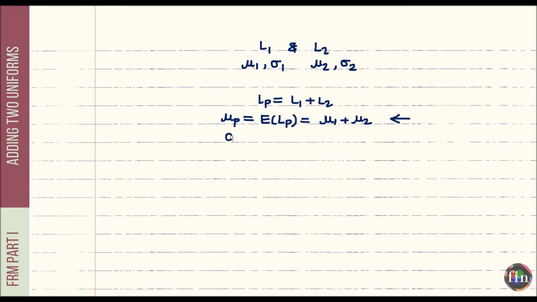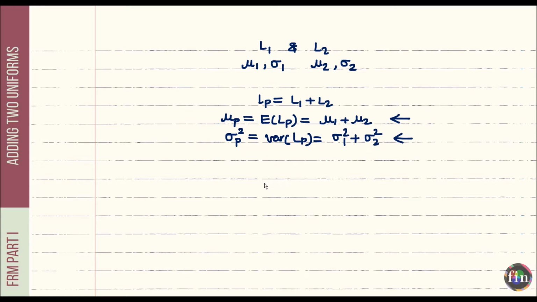Similarly, I am assuming independence between L1 and L2, and therefore sigma p square, which is the variance of LP, I can write down as sigma 1 square plus sigma 2 square. Again, something which holds irrespective of the choice of distribution.